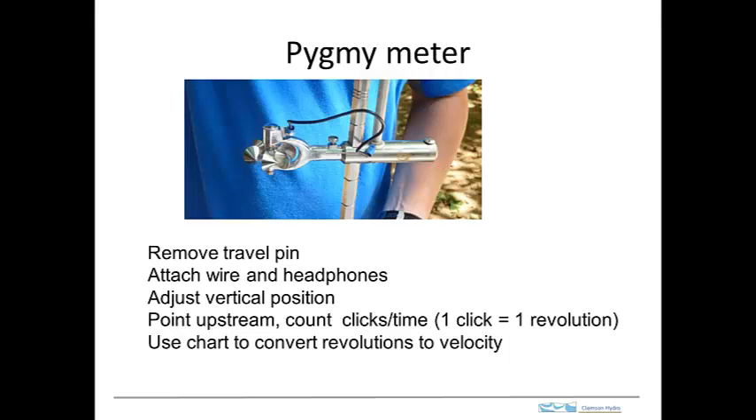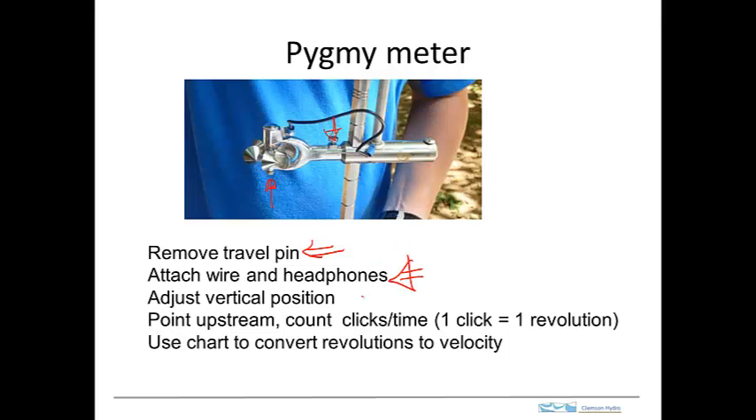So this is a close-up of a Pygmy meter. When you use this, it'll be set up with a travel pin, a brass pin that is right here. And so there'll be a set screw in the side of the instrument. You loosen the set screw and carefully remove the travel pin, and then you put in a chrome-plated pin. Then attach the wire and headphones. Make sure to secure the set screw so the chrome-plated pin doesn't fall out. You also secure the instrument on with that set screw.